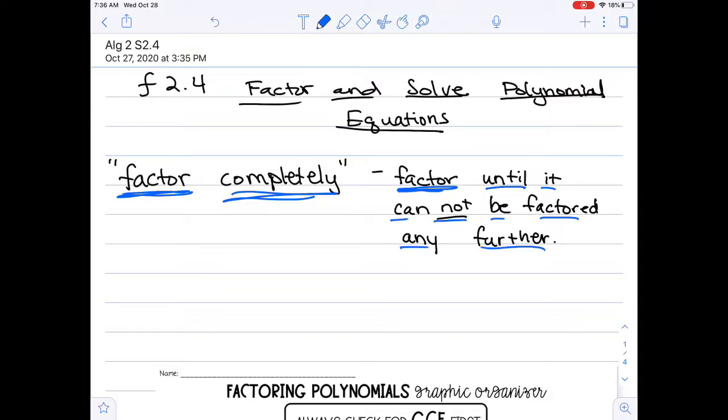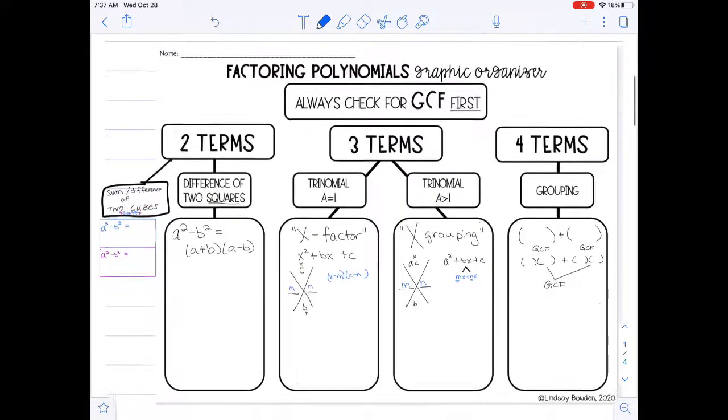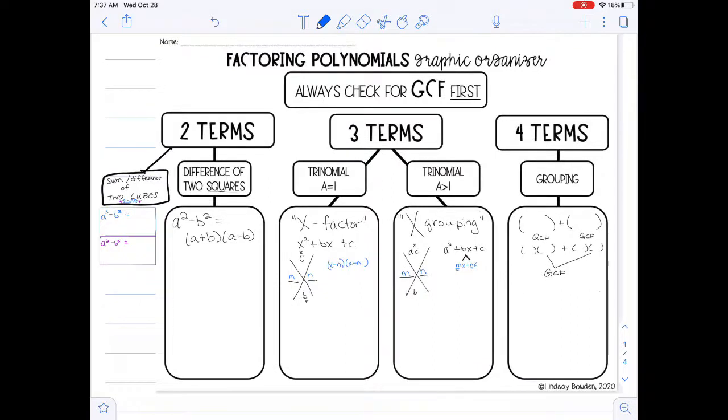Okay, so let's say you factor something once. If the remaining one of two or however many of the factors can also be factored again, keep going. Okay, so hopefully this graphic looks familiar to you, right? Last chapter we went over factoring for 2 terms, 3 terms, and 4 terms.